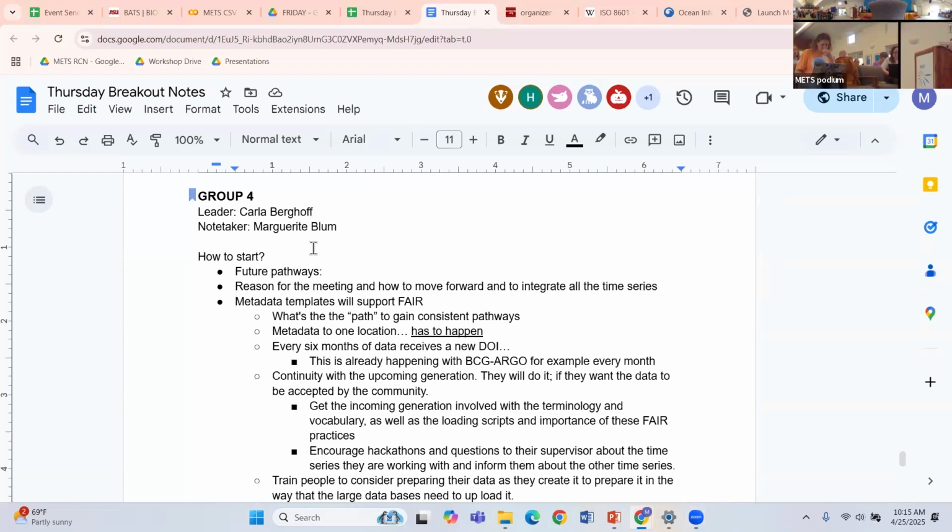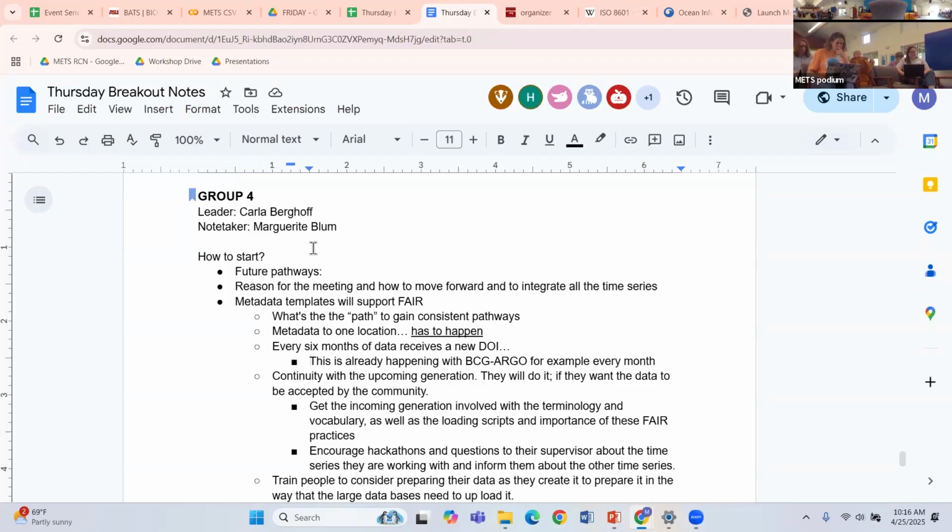What we started in our group, and we've all been talking about this, is: what are the future pathways coming from this meeting? How are we going to go forward and integrate all the time series into a large database? The metadata templates, how do they support the FAIR practices that we've been talking about this entire time? What is that path to gain consistent pathways, so that going back to the data broker, you've got those pathways solidified so that we can go to the next person and say, hey, it's not that difficult, we can do this.